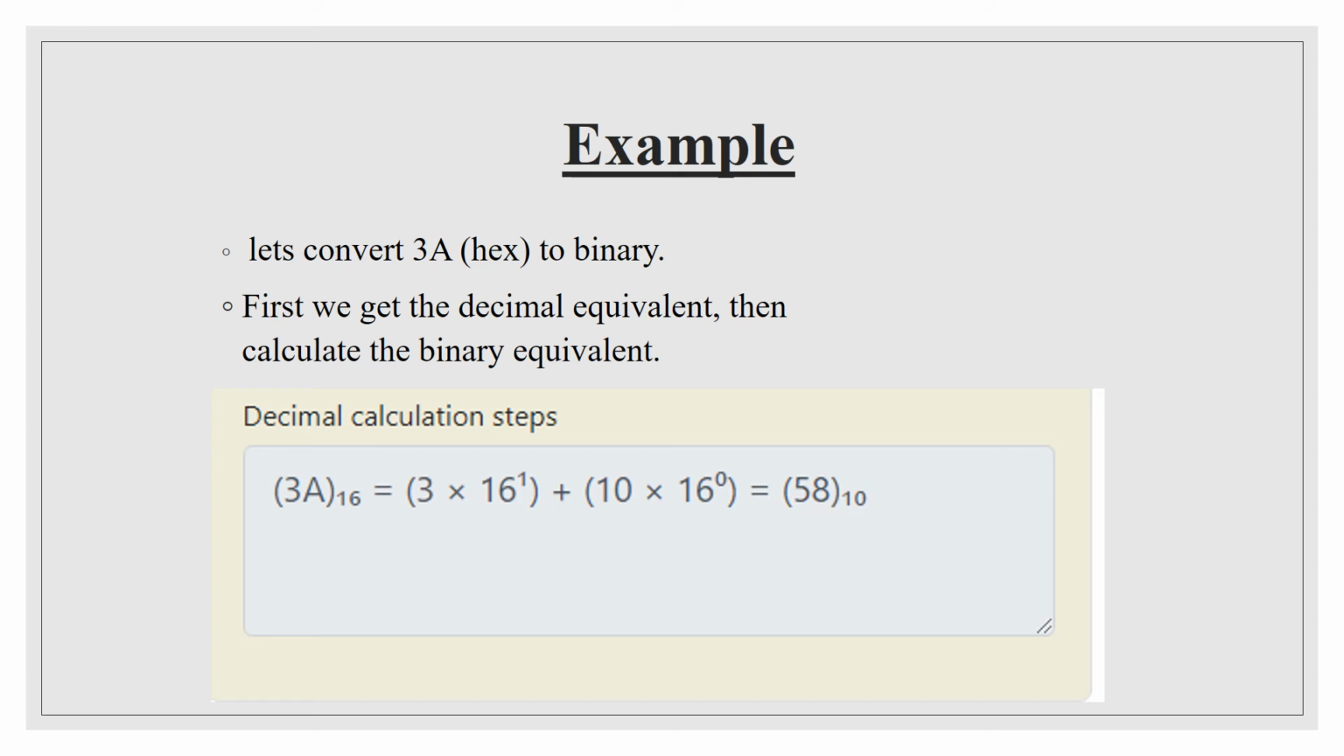Another example, let's convert 3A hexa to binary. 3A hexa, where A is here 10. Now we will multiply base 16 with each number present in a bracket: 3 into 16 and 10, that is A, in hexadecimal values with 16, and giving powers from the right side to each bracket. After solving this, we will get 58 in a bracket having decimal base.